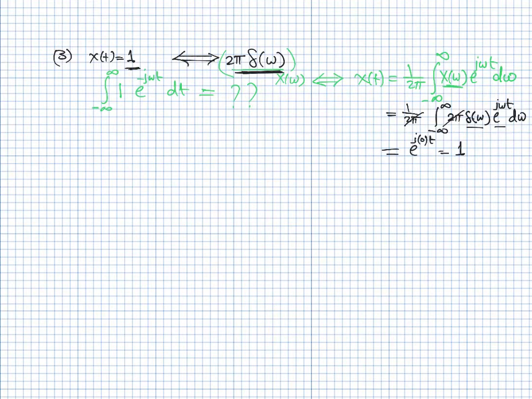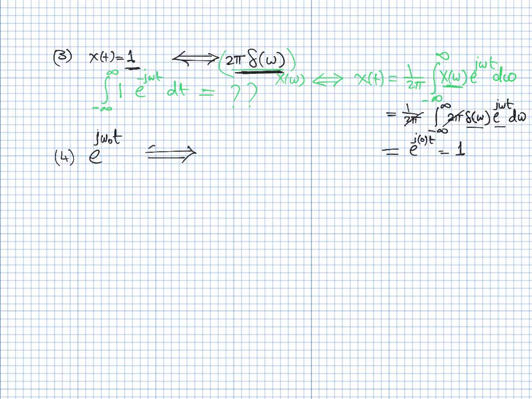Another important signal, and we'll see later on why it's important, I'm not going to discuss it now, is the signal e to the j omega naught t. So a complex exponential in time domain with a particular frequency omega naught. Omega naught here is not my frequency variable. It's just a particular frequency value. So what's the Fourier transform of this signal?